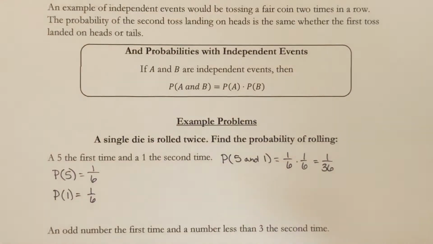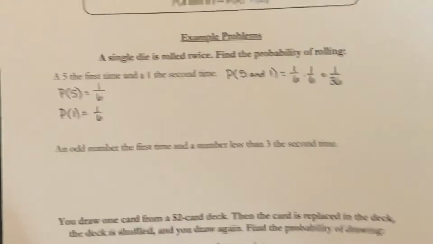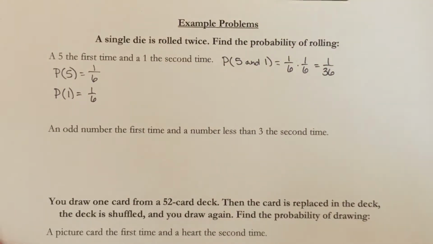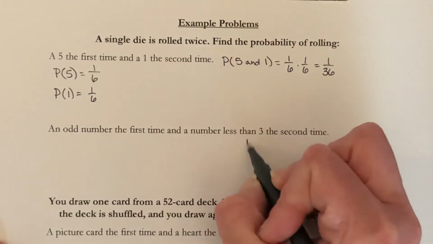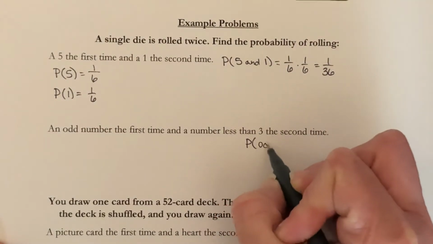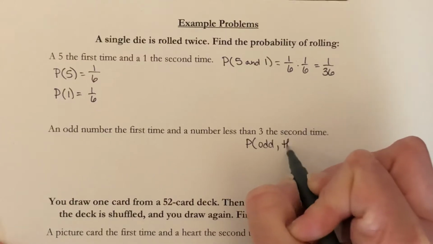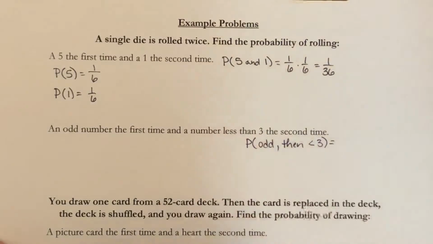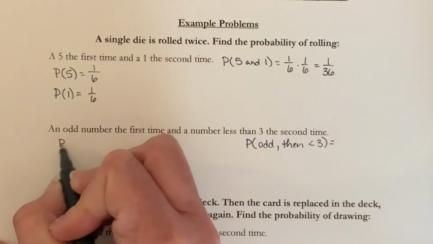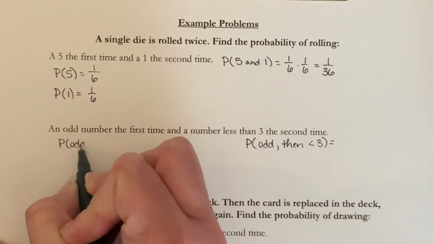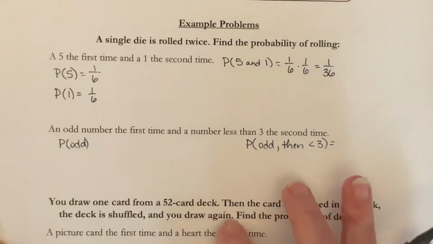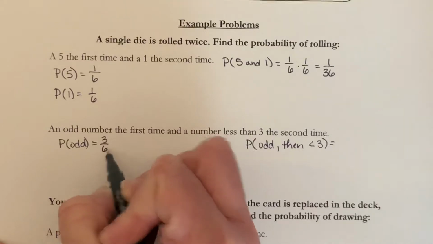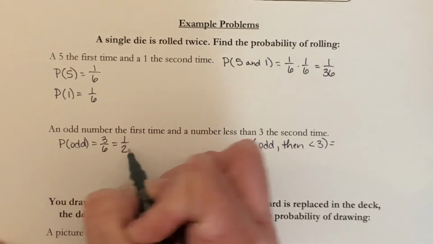Okay, so let's find the probability that we land on an odd number the first time and then a number less than 3 the second time. So I'm looking for the probability of an odd number, then less than 3. The probability of an odd number: we could land on 1, 3, or 5. So there are 3 possibilities out of 6. So that probability is 1/2.